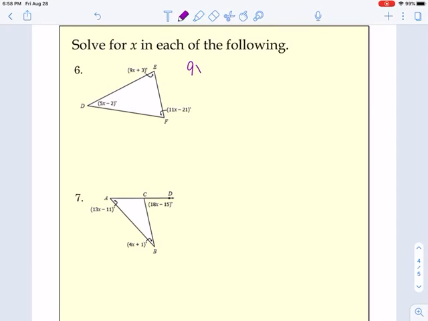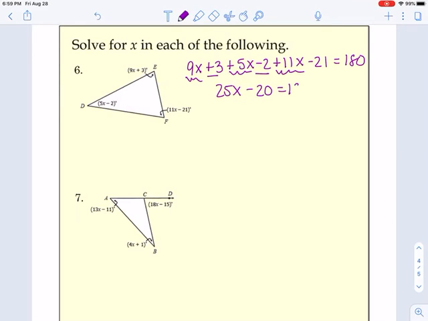So I'm going to do 9x plus 3 plus 5x minus 2 plus 11x minus 21 equals 180. This is where you really need to be careful of my math. All right, so 9x and 5x is 14x, and 14x plus 11x is 25x. Positive 3 minus 2 is 1, and 1 minus 21 is going to be a negative 20, and that should give me an answer of 180.